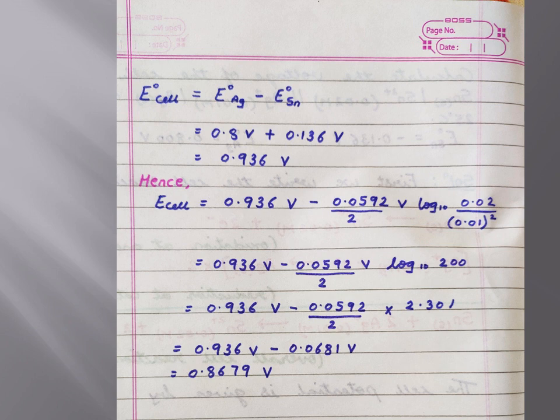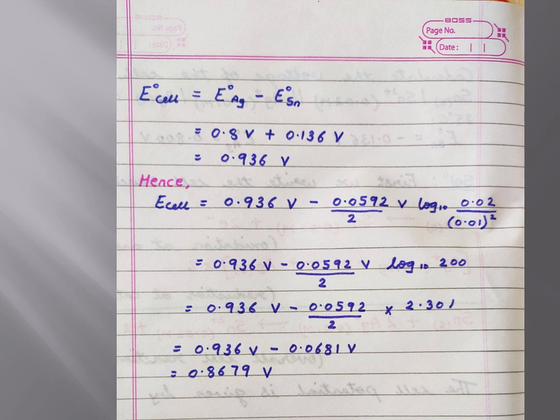Because in the formula it is minus, and the value of E0 Sn was minus 0.136. So minus into minus becomes plus. So the value for the standard potential of the cell which we get is 0.936 volt. Now students, we will be substituting this E0 cell value into the formula.